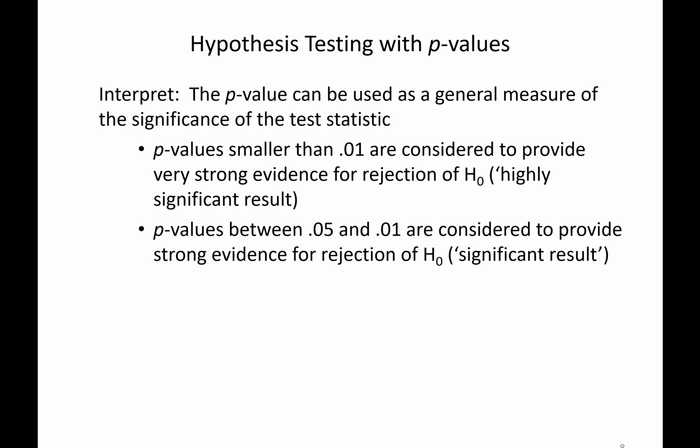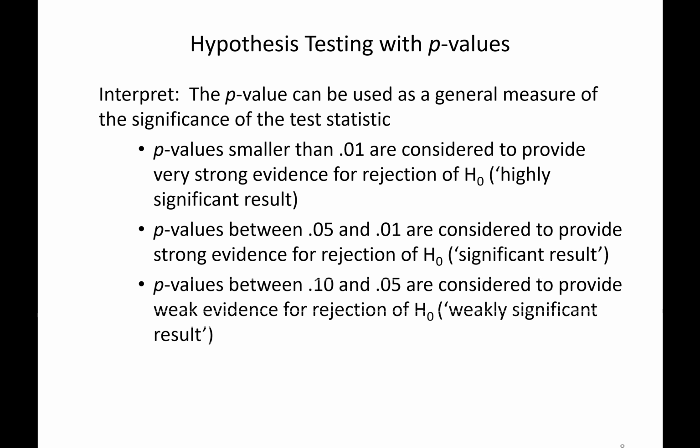Whoever you're reporting the p-value to can determine their own level of alpha. P-values between 5% and 1% are considered to be significant results, so not quite as good as a highly significant result, but still very good. An alpha of 5% is the default that many people use, and that's what you should use if it's not specified. If you're going to determine whether to reject the null hypothesis, and all they give you is a p-value, then use alpha as 5%.